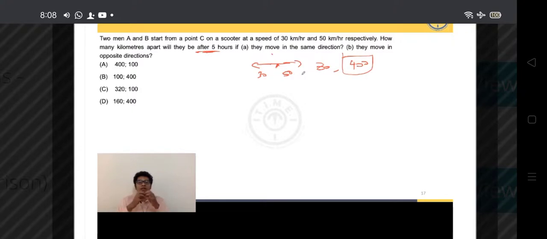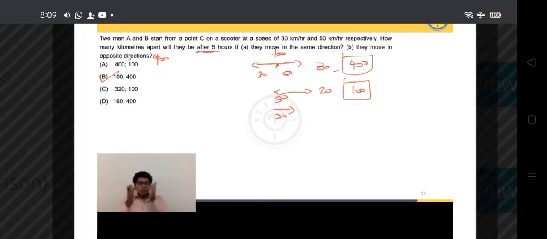Now, when they travel in the same direction, he travels at 50, the second person travels at 30. So for every hour, when he has traveled 50, the other would have traveled 30. So the difference is 20. For 1 hour, it is 20. For 5 hours, it has to be 100. So same direction, it is 100. Opposite direction, it is 400. So the required answer will be 100 comma 400, which is choice B.